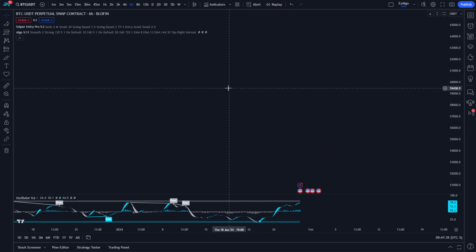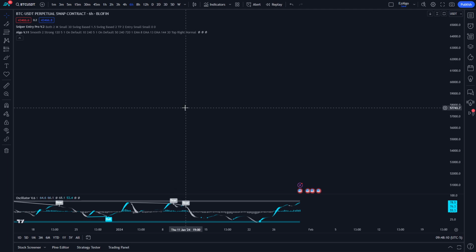Now, your point of interest is essentially a key level. Your point of interest could be made up of a lot of things. Some people will use fair value gaps. Some people will use order blocks. Some people like myself would use a key support or resistance level, point of control, etc. So there's so many different points of interest. How do you know which one to use? Well, that's where Sniper Entry Pro comes in handy.